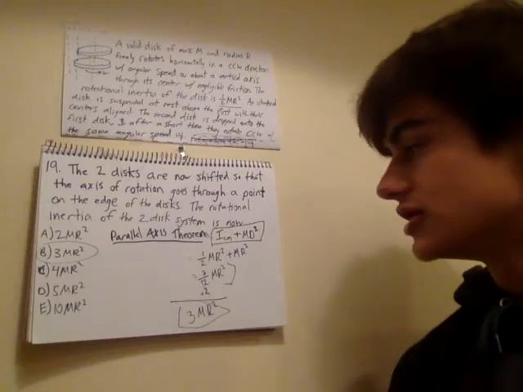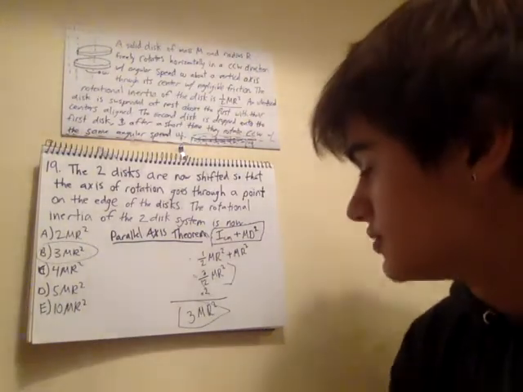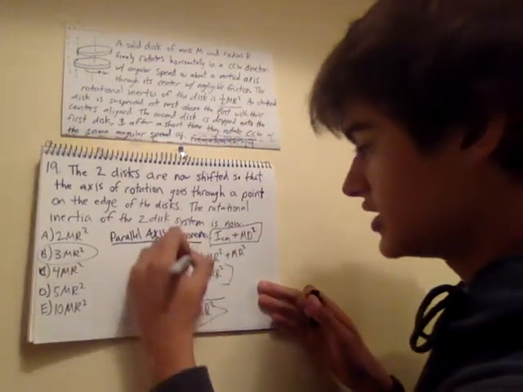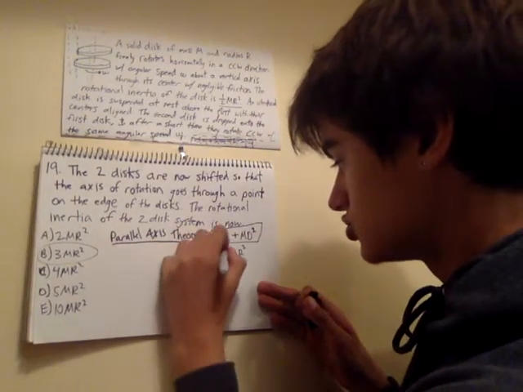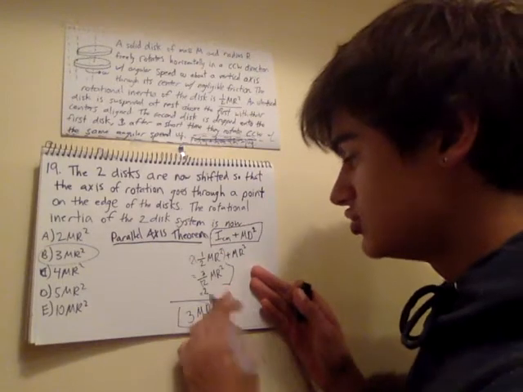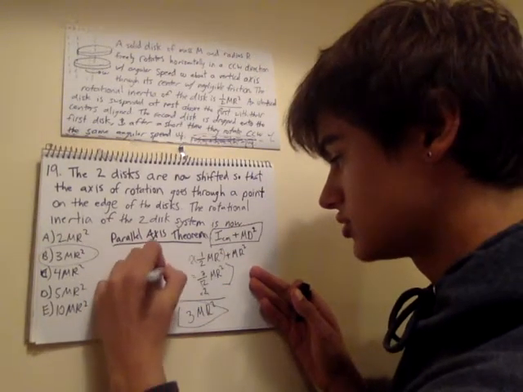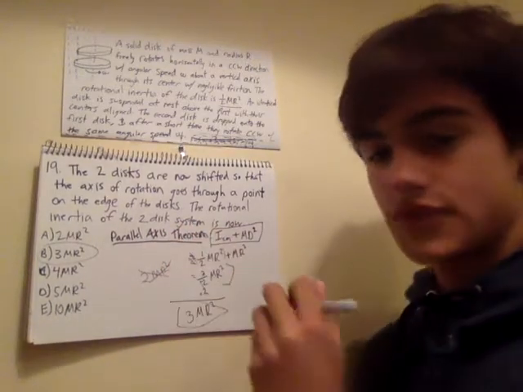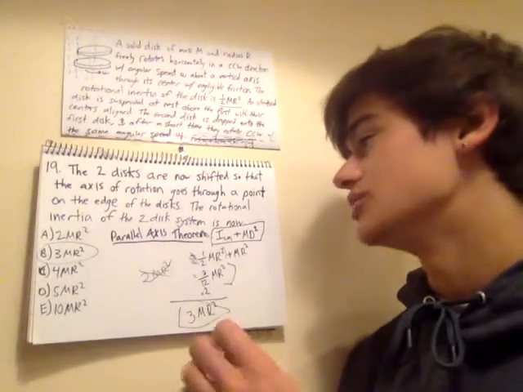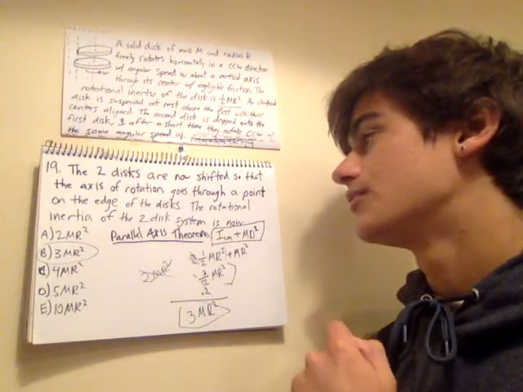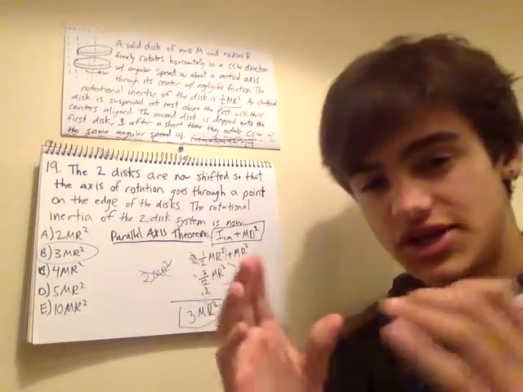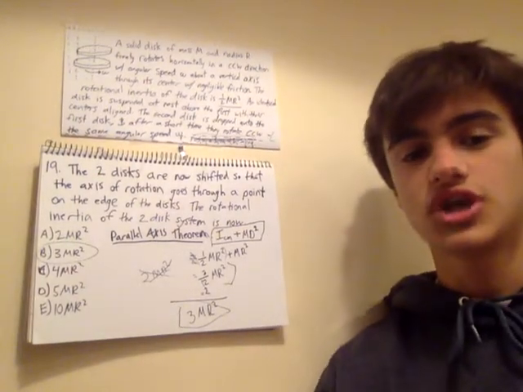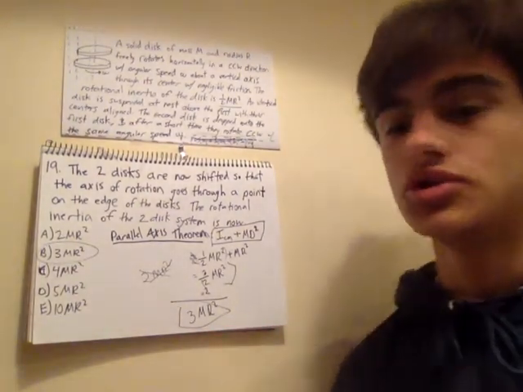One thing that you can make a mistake of is multiplying by 2 here. Like if you multiplied this by 2 and then you added, you would get 2 mr squared. Don't do that. Don't multiply by 2 here. You're going to want to wait until the end to do that, because you want to find the moment of inertia for the disk individually and then add them together. That's just the way you do it.